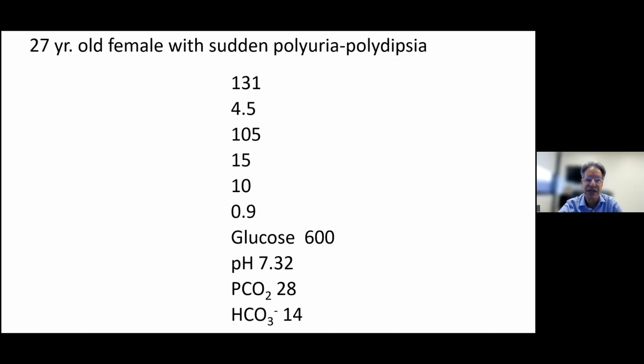Okay, so here's a 27-year-old female with the following numbers. Does anyone want to take a stab at this one? Okay, so here's the blood gases here, and there's the total CO2. Again, the bicarbonate's 14 on the blood gas, and the total CO2 is 15, which is what you'd expect.